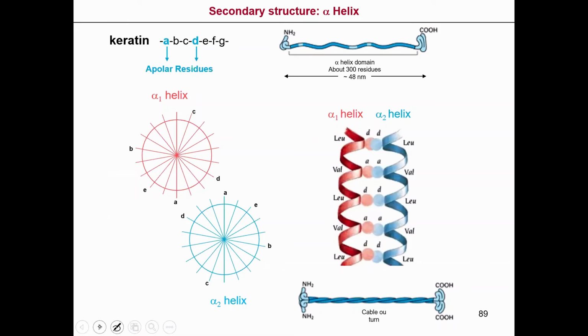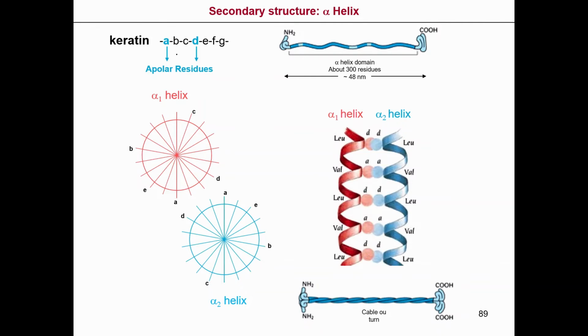So an example of alpha helix is found in keratin. Keratin refers to a family of fibrous structural proteins. It's the key structural material making up the outer layer of human skin. So you have keratin in hair, in nail, and keratin monomers assemble into bundles to form filaments.